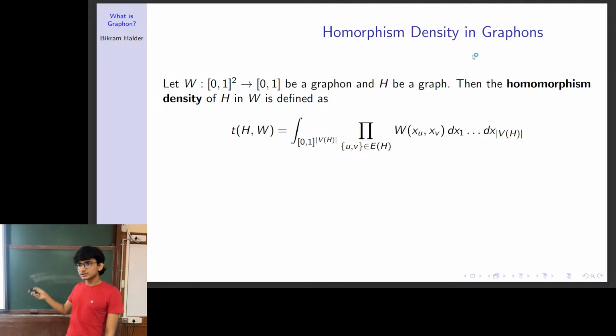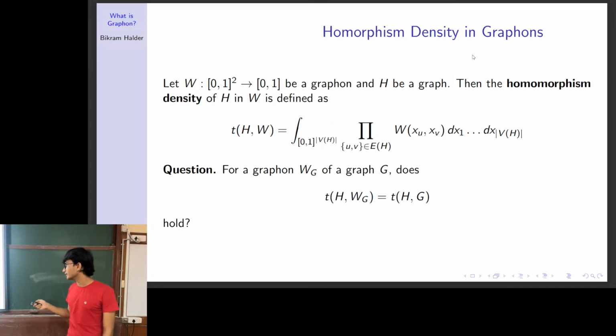So are these two notions compatible? Turns out that yes, they actually agree. H is a finite graph, and W is a graphon. We are defining the homomorphism density of a graph into a graph, and you can check that the two agree. Basically, in the product, we are capturing all the adjacency relations and we are taking the whole density.